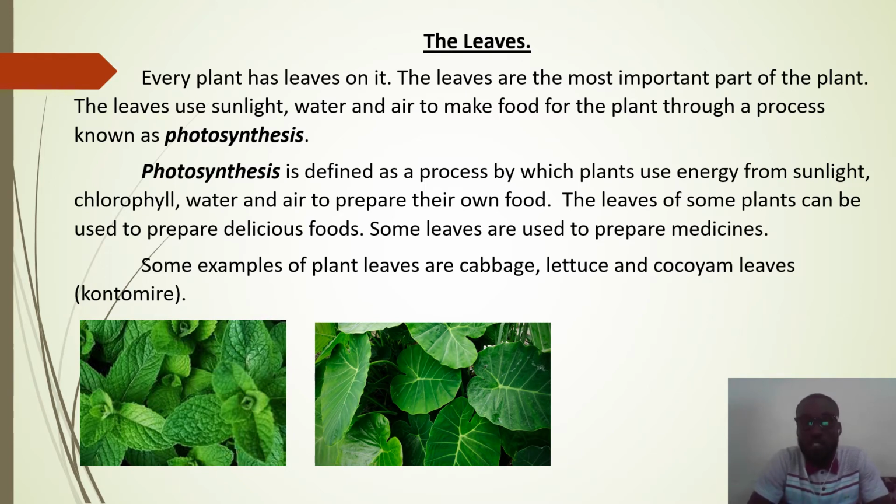The leaves of some plants can be used to prepare delicious foods. Some leaves are used to prepare medicine as well. Let's take a look at some of the plants whose leaves we can use for food. We have plants like the cabbage, lettuce, and the cocoyam or taro leaves, which you usually call kontomire. So that is it.